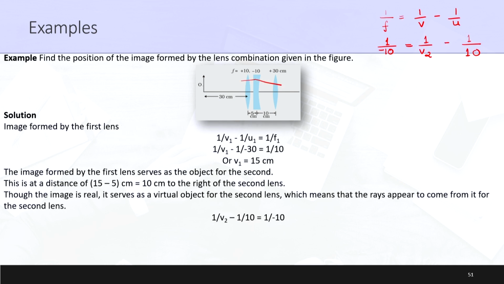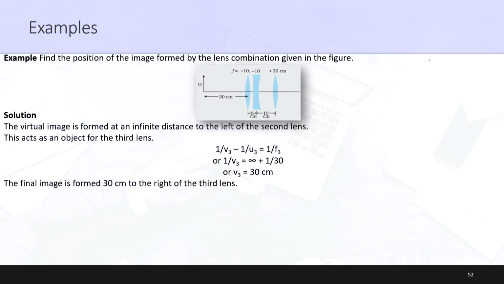Okay. So, hence this is clear. Just iterating this again. Basically this 1 by 10 minus 1 by 10 gets cancelled. So, v2 is nothing but infinite distance. Just using this as an object for the third, we get 1 by v3 is equal to 1 by infinity plus 1 by 30. 1 by infinity will be 0, hence v3 is equal to 30 centimeters. So, the final conclusion of this question is that the final image is formed 30 centimeters to the right of the third lens.